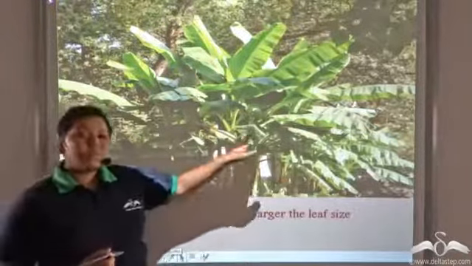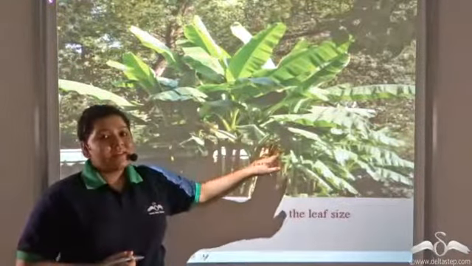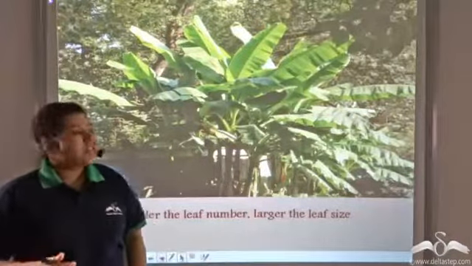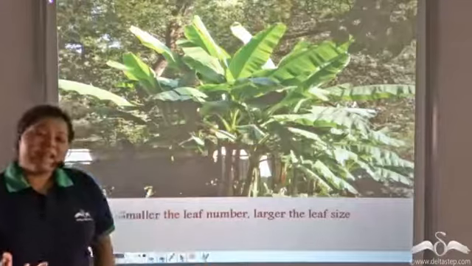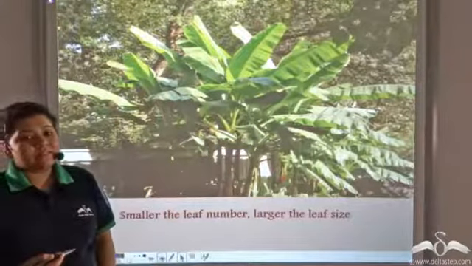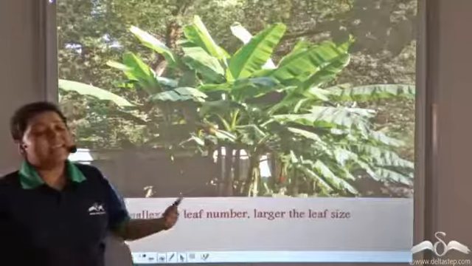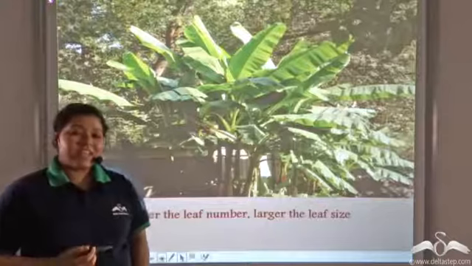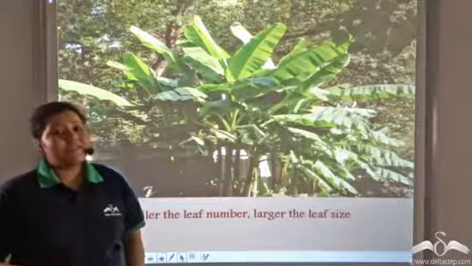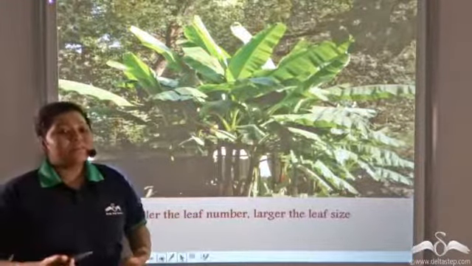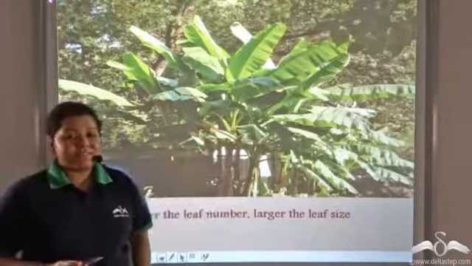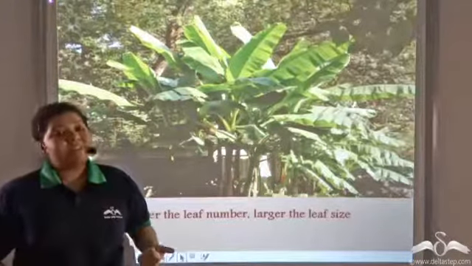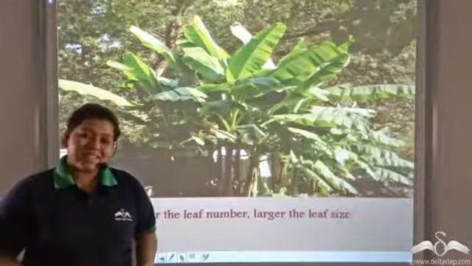Now, have you ever noticed banana plants? In comparison to other plants or trees of equal height, banana trees have a very limited number of leaves. But the leaf size is huge. Now, why is that? Well, had the leaf size also been very small, together with the limited number of leaves, then there would have been very little chloroplast. So the rate of photosynthesis would have decreased.